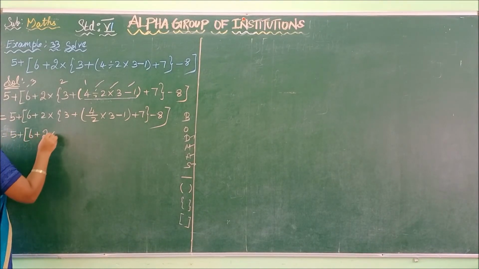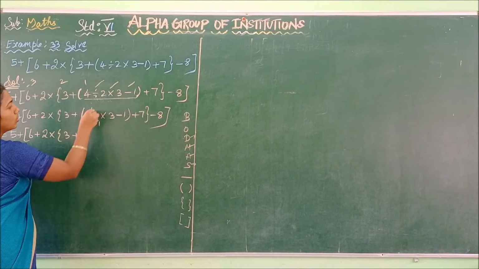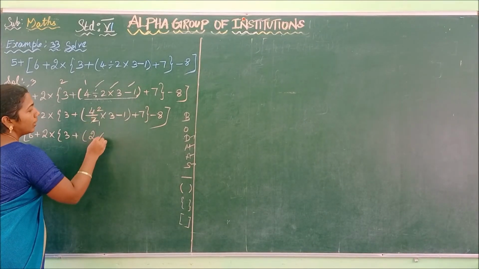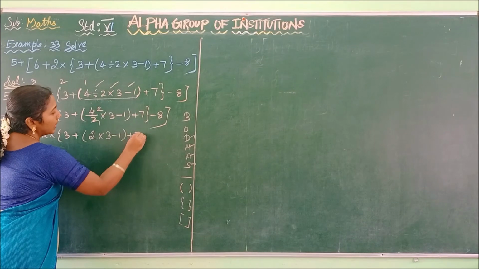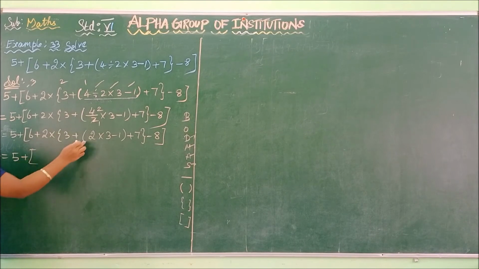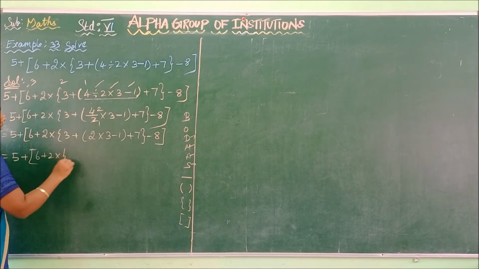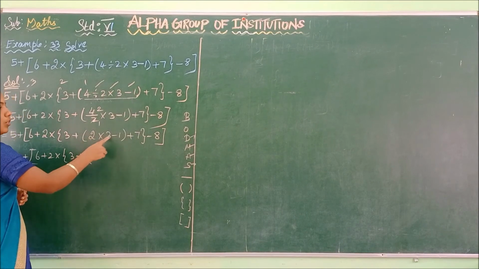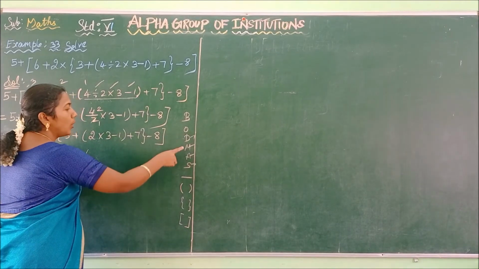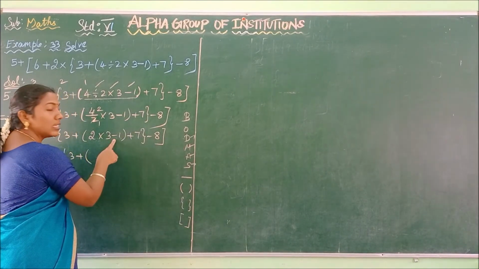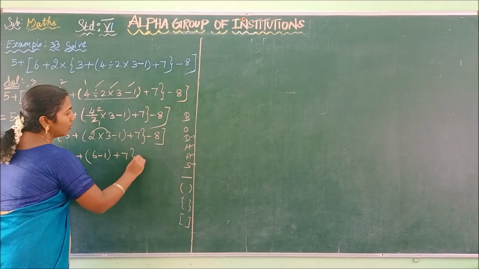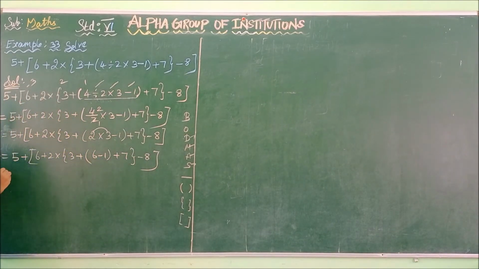The next step, write the remaining numbers. 6 plus 2 into 3 plus, 1 2 is 2, 2 2s are 4, so write the 2 by 1. So you have to write 2 only. 2 into 3 minus 1 plus 7 minus 8. Okay. Next, once again you have to evaluate the simple bracket only. Within the simple bracket we have 2, 3, 1 with the operations multiplication and subtraction. So as per the BODMAS rule, you have to apply multiplication first and then subtraction. So 2 into 3, 6 minus 1 plus 7 minus 8. In the next step only you have to subtract it.